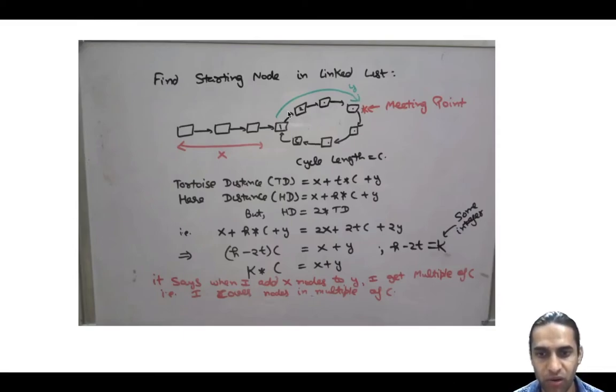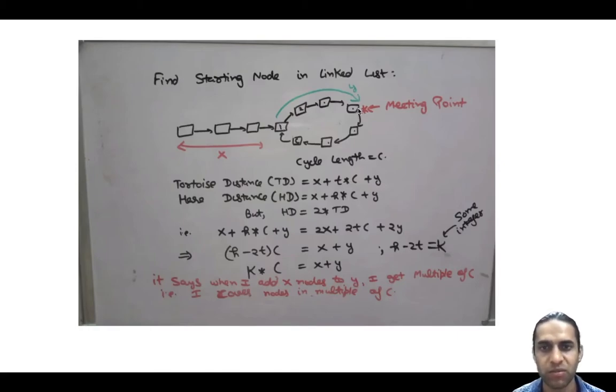So how can we use this equation? If from this position we take x jumps, we will reach here. But how do we find x? So let's do this. If we put a pointer at the head here, and another pointer here, and we start traveling from here, and this one will also start traveling, then in x distance this one will reach here, and in x distance this one will also reach here, which will be a meeting point. So let's jump to the code. I think it will make more sense.